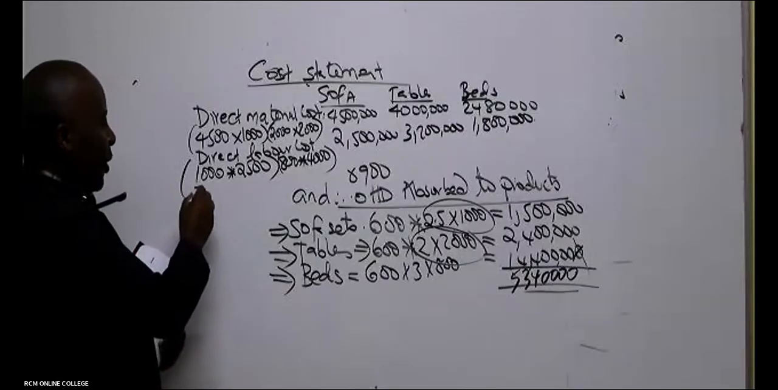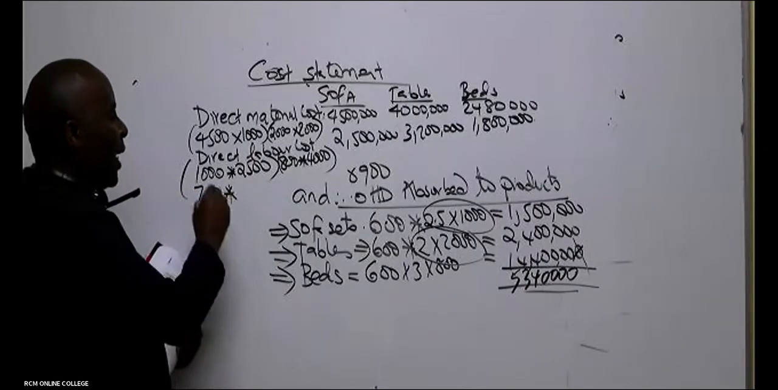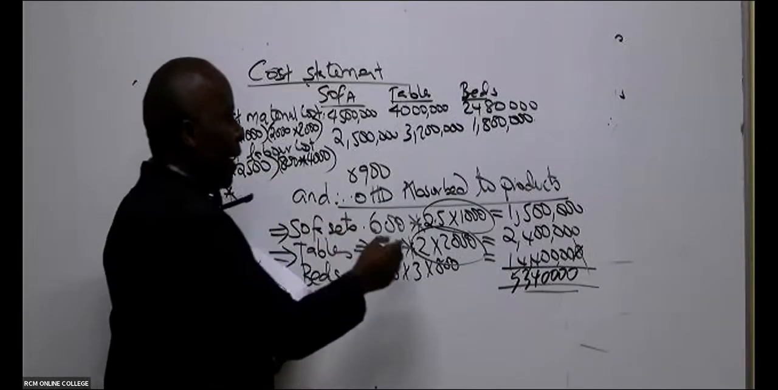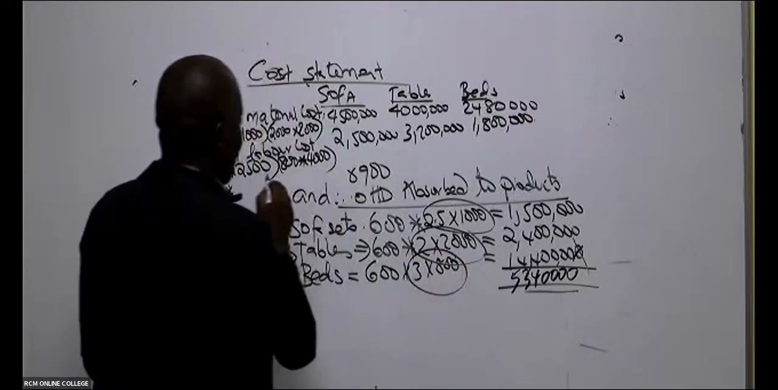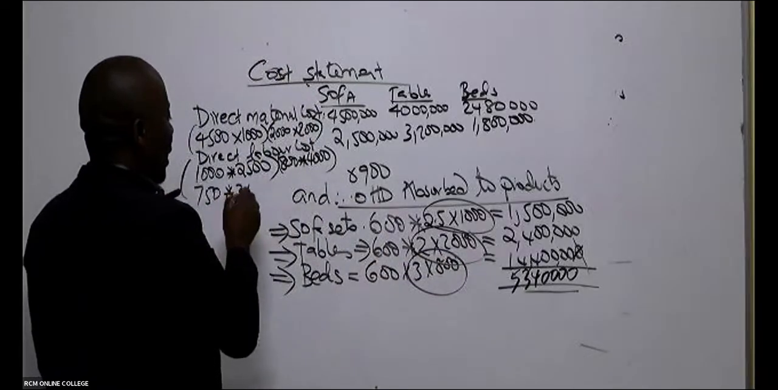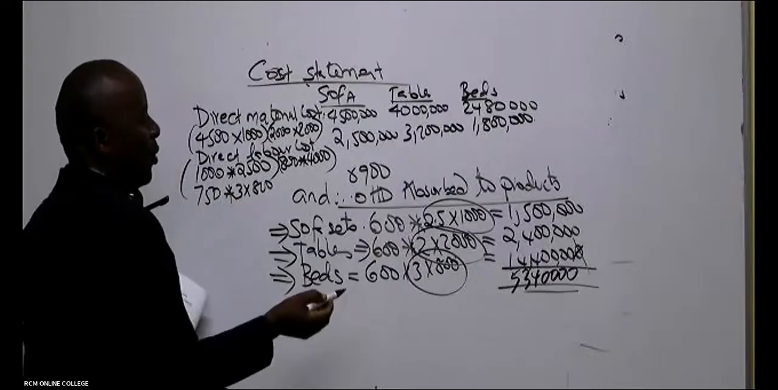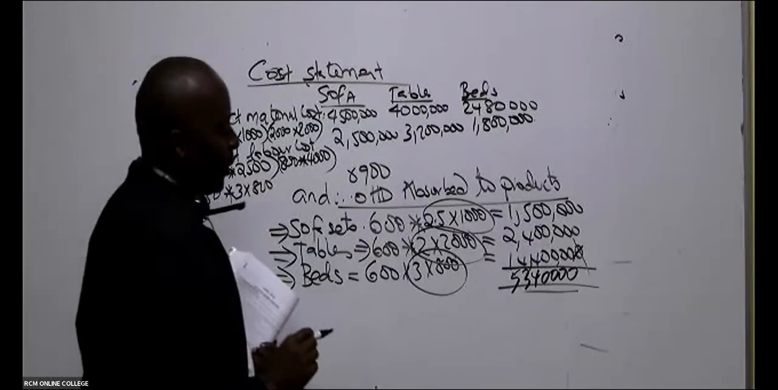It is 700 what here, somebody? 50 times the number of hours of beds. The number of hours of beds are here. So times 3 times 800, or times 2400. That's how they got 1.8 million.